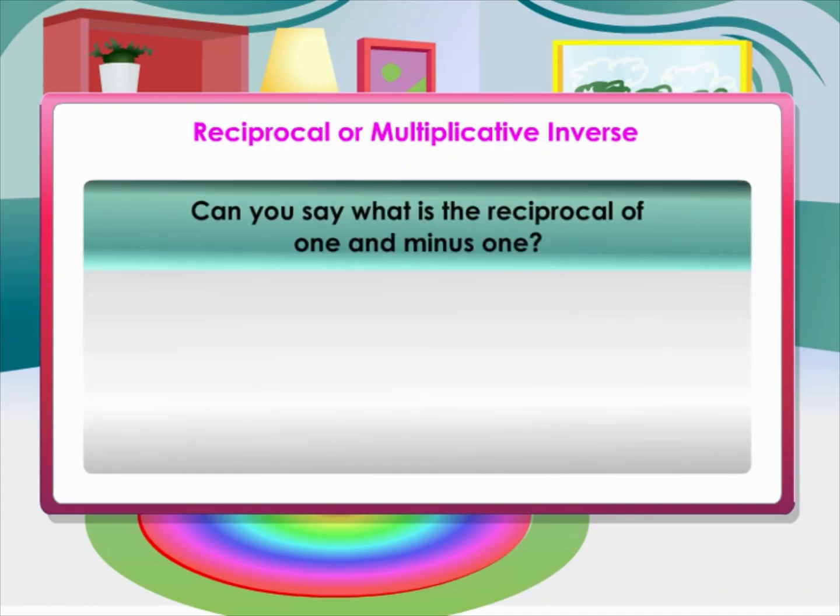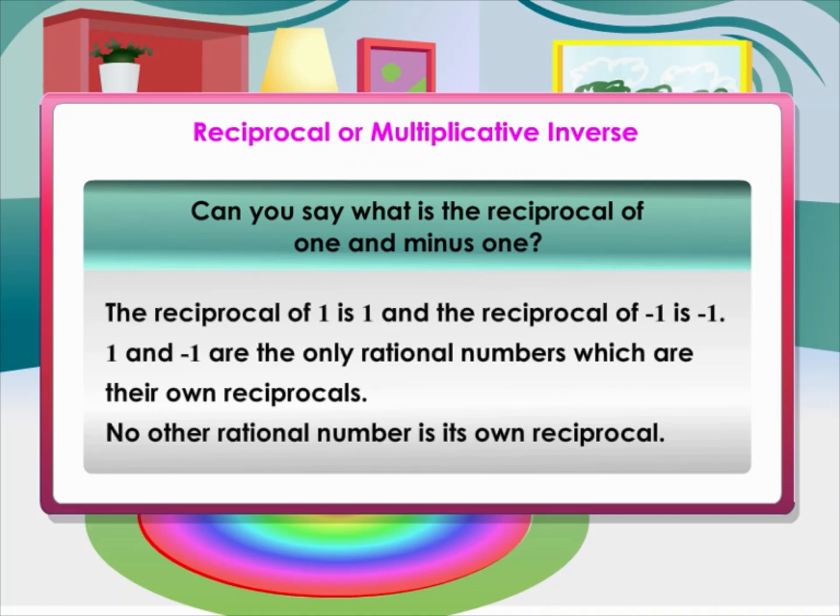Can you say what is the reciprocal of 1 and minus 1? Obviously, the reciprocal of 1 is 1, and the reciprocal of minus 1 is minus 1. 1 and minus 1 are the only rational numbers which are their own reciprocals. No other rational number is its own reciprocal.